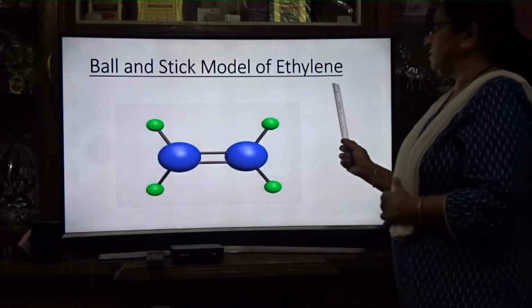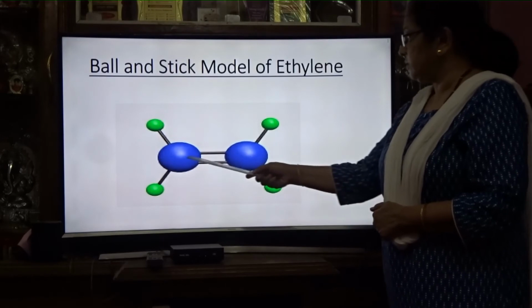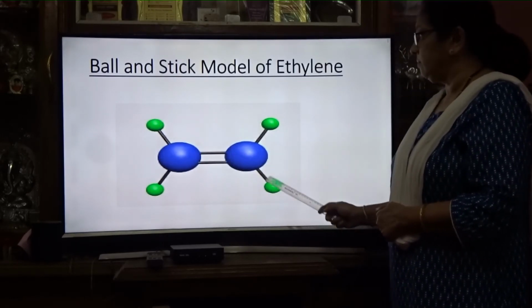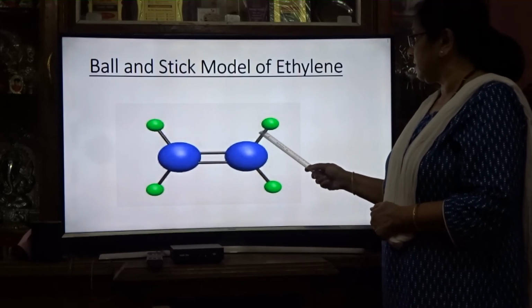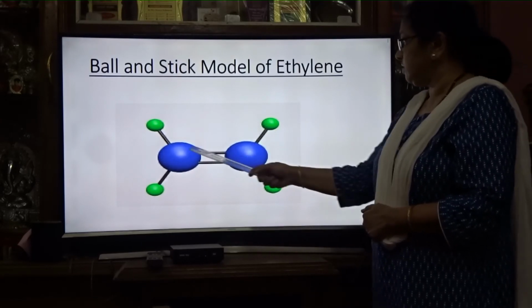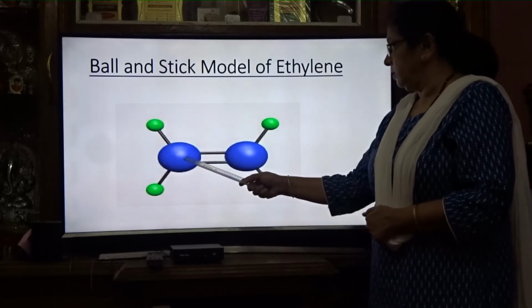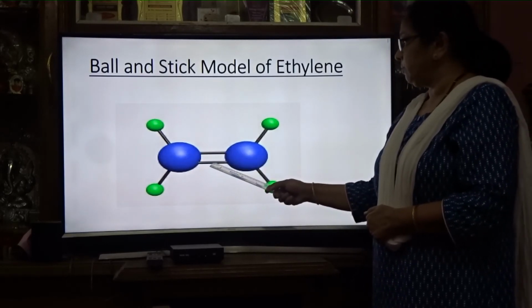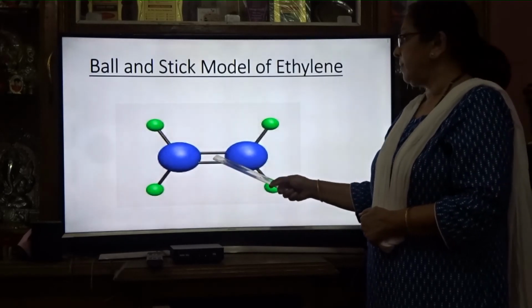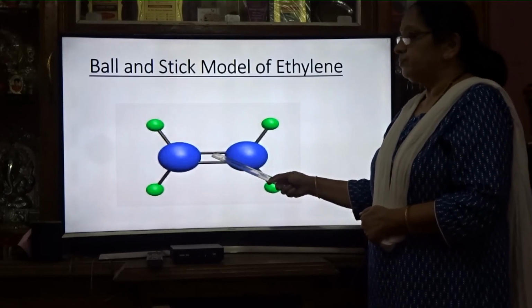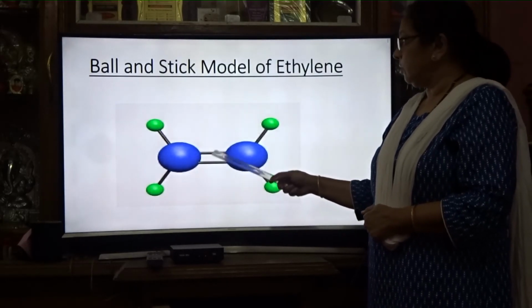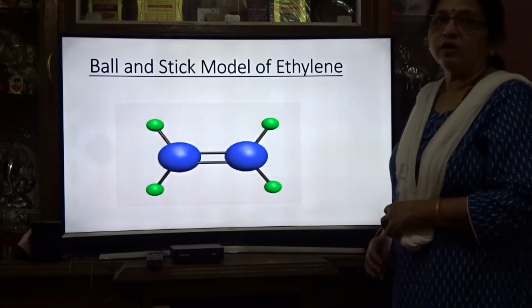This is the ball and stick model of ethylene. The blue colored are carbon atoms, the green colored are hydrogen atoms, and the ash colored are bonds. This is a C-H bond, C-H bond, C-H, C-H. This is the C-C bond. One is a sigma bond, one is a pi bond. The sigma bond is formed by sp2 overlap, and the pi bond is formed by 2pz atomic orbitals. So this is a ball and stick model of ethylene.